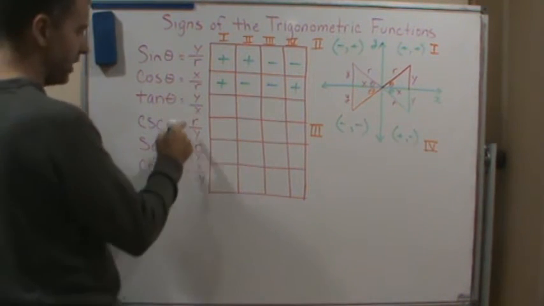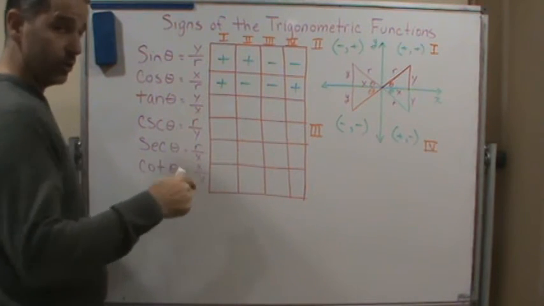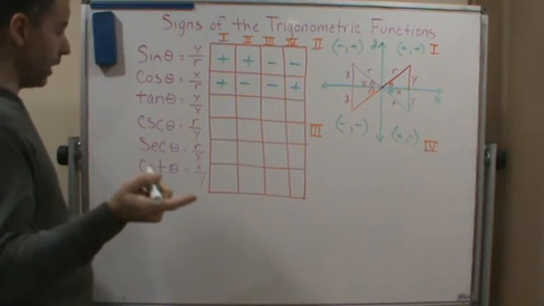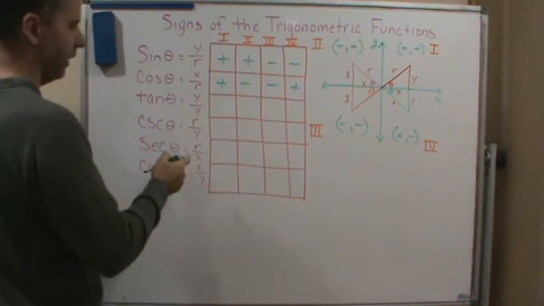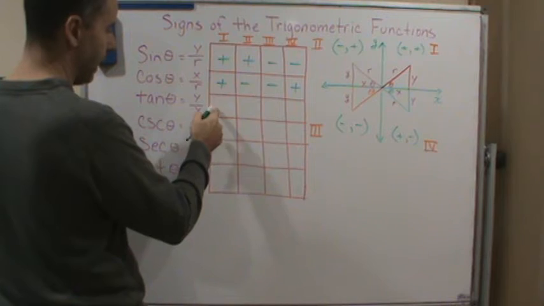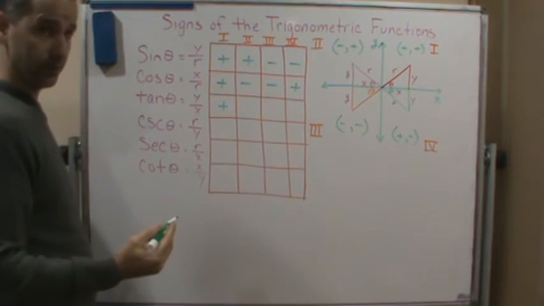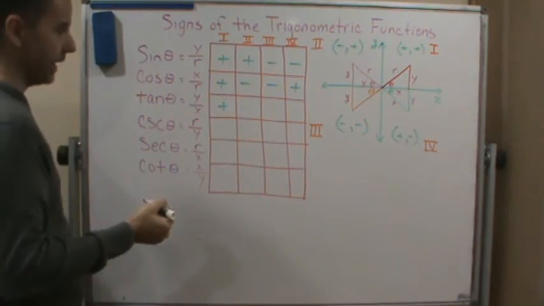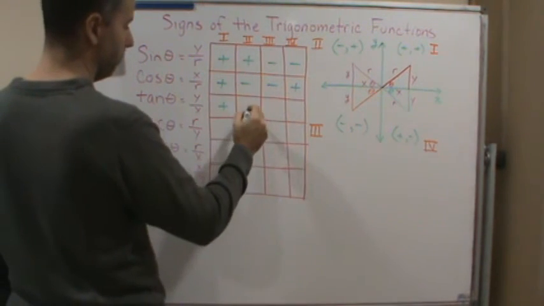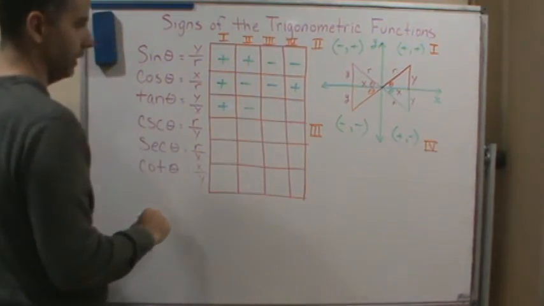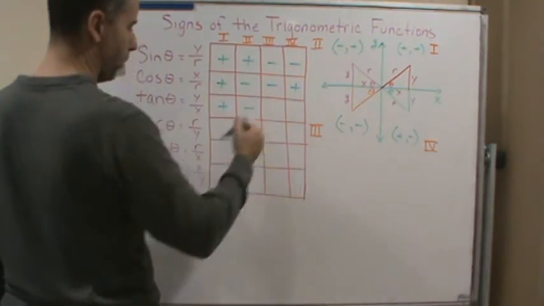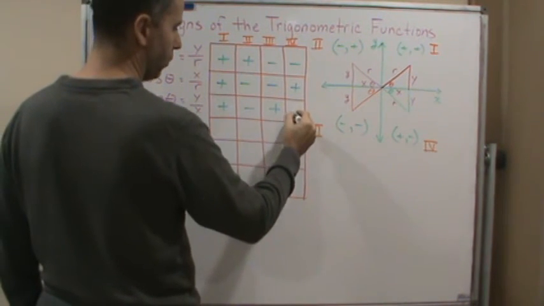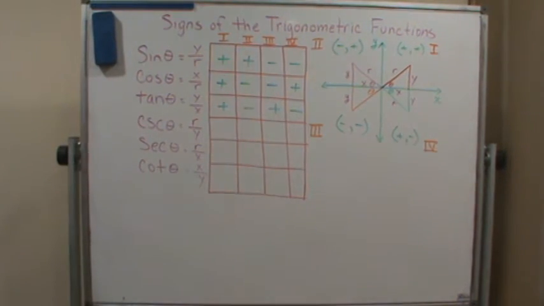Tangent is the ratio of y and x, so again it's going to depend on what quadrant we're in. In the first quadrant, they're both positive, so positive divided by positive is positive. In the second quadrant, x becomes negative, so positive divided by negative is negative. In the third quadrant, they're both negative, so negative divided by negative is positive again. And then in the fourth quadrant, it's negative again.